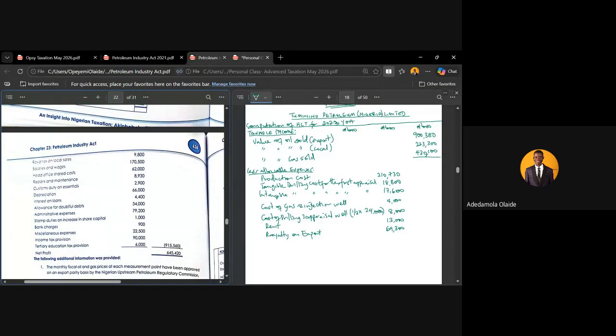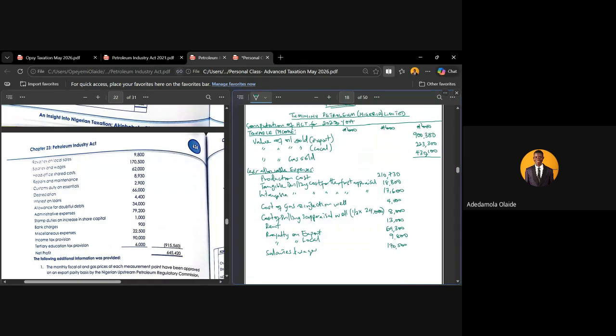We continue. Royalty on local sales. You can see there was also royalty on local sales, 9,800. Then salaries and wages, 170,500.